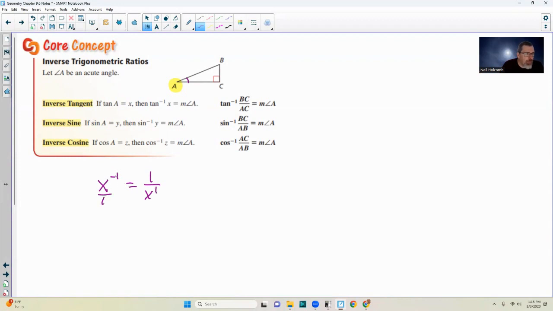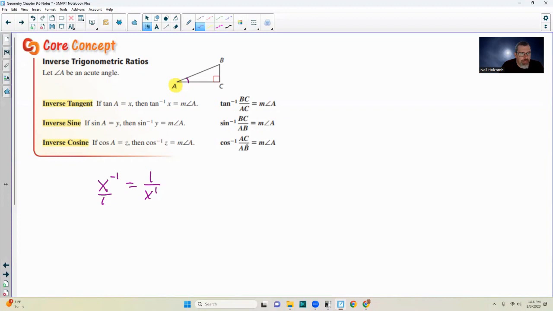So remember, when you have a negative exponent, it takes the inverse or the reciprocal of the fraction or number you had before. And that's what we're doing here with trig functions. So for the inverse of sine, if the sine of angle A is y, then the sine inverse of y equals the measure of angle A. So we're just working in reverse and backwards to go from the ratio of sides to get an angle measure. And it works for sine, cosine, and tangent. So if cosine A equals z, then the cosine inverse of z equals the measure of angle A.